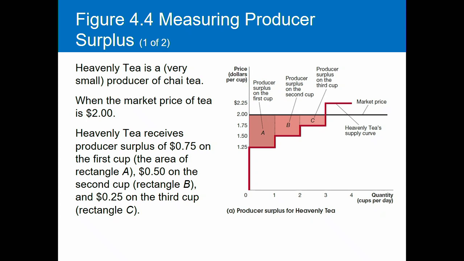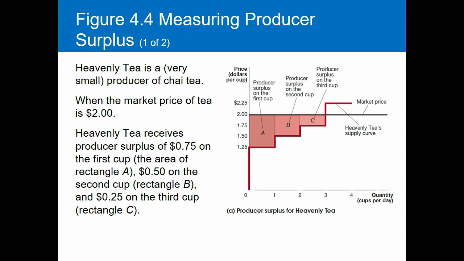So let's say the market price is $2 for this tea. So the producer surplus on the first unit is going to be the difference between the price, $2, and the marginal cost, in this case, $1.25. So the difference, 75 cents, represented by area A, is going to be your producer surplus on this first cup. The same thing for the second and the third cup, the difference between the price and the marginal cost.